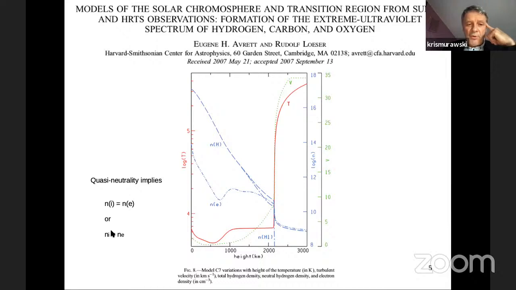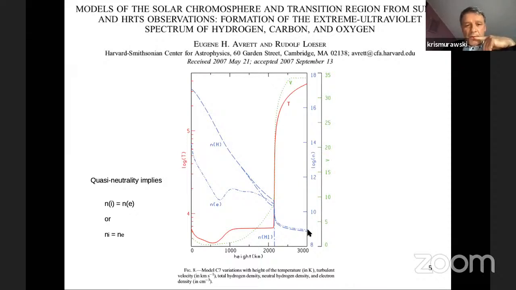But if we assume quasi-neutrality of plasma, which means the concentration of ions equals the concentration of electrons, we see that in the photosphere there are up to, say, 10,000 times more neutrals than ions. In the chromosphere, particularly at its top, the number of ions is more or less equal to the number of neutrals, and the corona is essentially fully ionized.